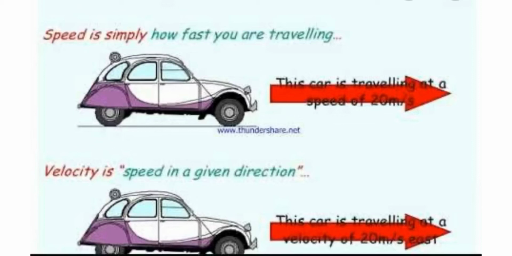So, students, now let us recall what we studied in this lecture. We'll consider the main points. First of all, the difference between speed and velocity. Here you can clearly see the speed of the car is 20 meter per second and the velocity of the car is 20 meter per second in east. So when direction is added to speed, it becomes velocity. So velocity is speed in a given direction.